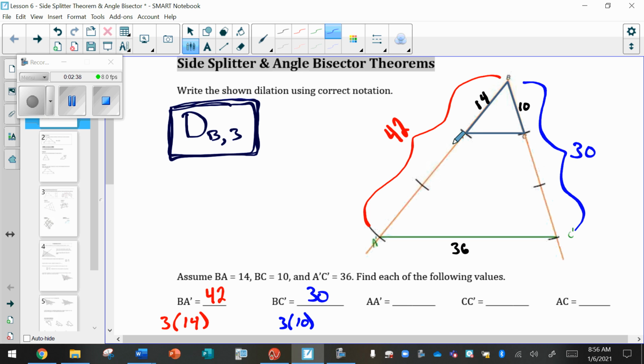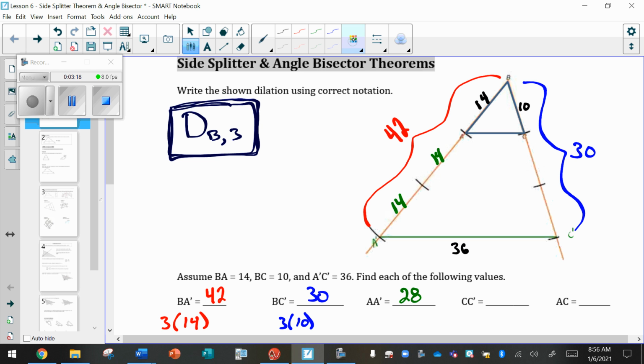Now, to get AA prime here, we could take the full length of 42 and subtract out the length of 14 to figure out that the length that's left is 28. But we could also use the fact that a dilation marks off the same compass size setting each time we use the scale factor. So when we use our compass, we are making the same size segment marks each time. So each one of those pieces between A and A prime would be a length of 14. Adding them together gives us 28.